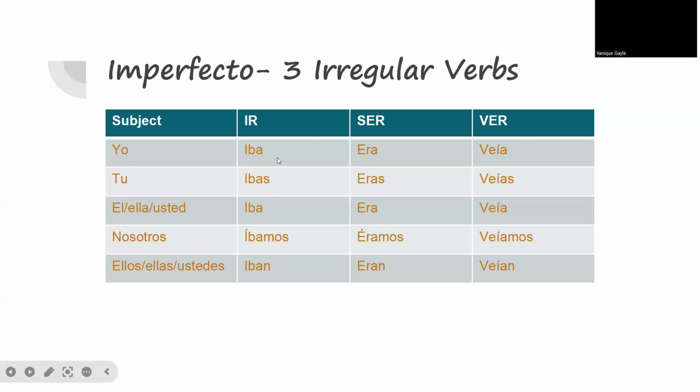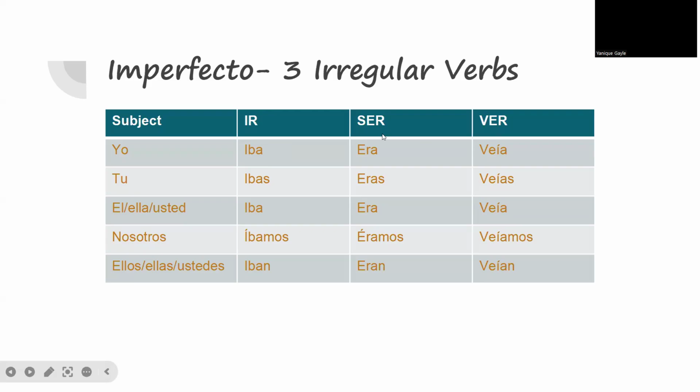Awesome. Yo iba. I used to go. This is what it means. I used to go. Tú ibas. You used to go. Okay, where was I? I'm sorry, I was interrupted. So yo iba. Tú ibas, él, ella, usted iba. Nosotros íbamos, so we used to go. Ellos, ellas, ustedes iban. They used to go.